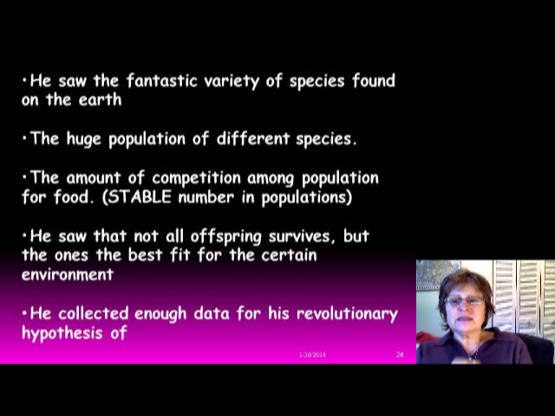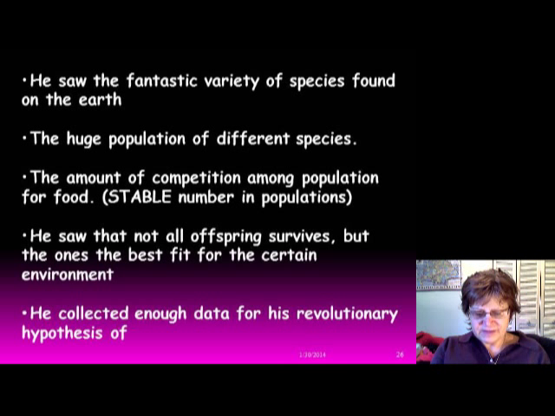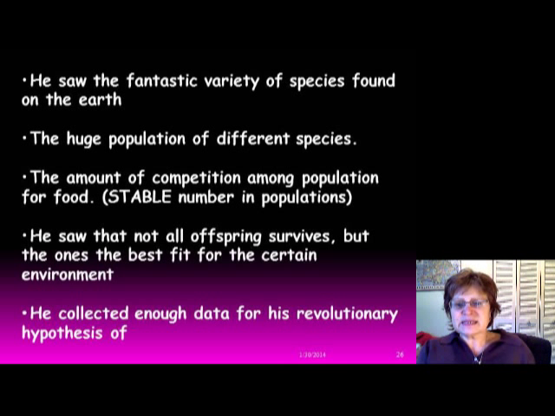And he also saw that there is a huge population of different species. However, because of the competition among the population for food, the population number is basically stable, because you have this much given food, which is enough for this much population. That's the problem with humans, that we have a much bigger population than the food that exists. That's why year by year, a whole lot of people die of hunger because there is just not enough food. So we are much more overpopulated artificially than the environment would let us be. So he is the one who first realized the stable number in population defined by the food source.